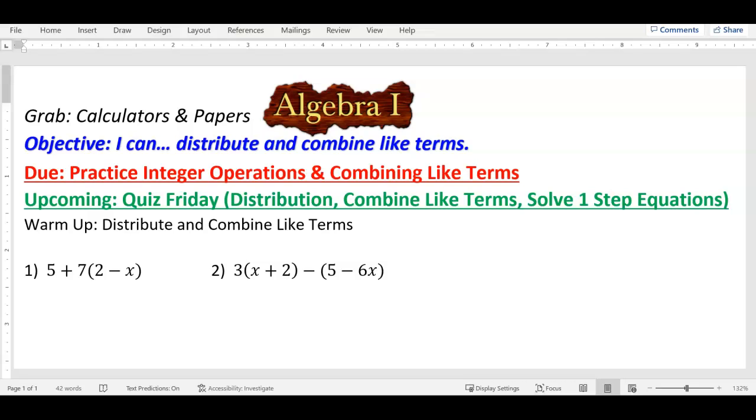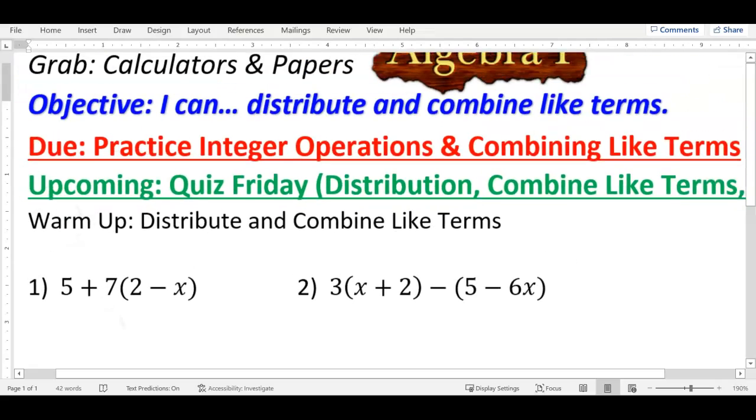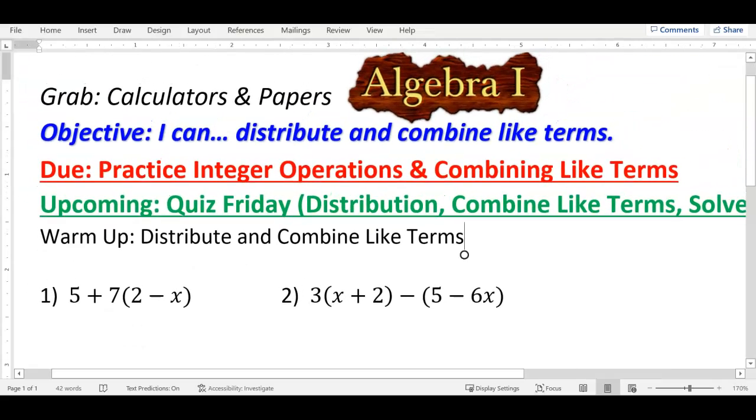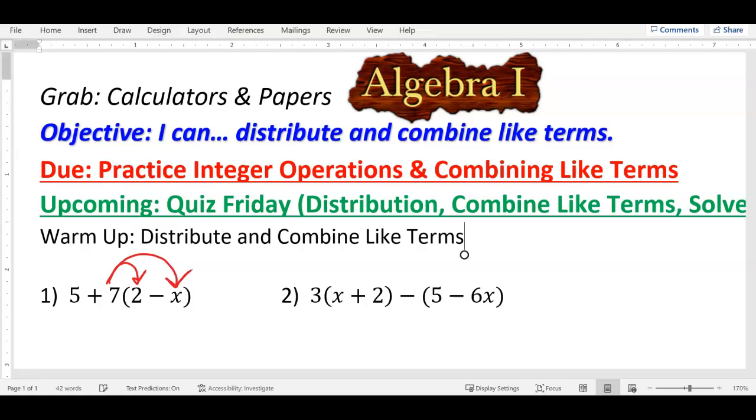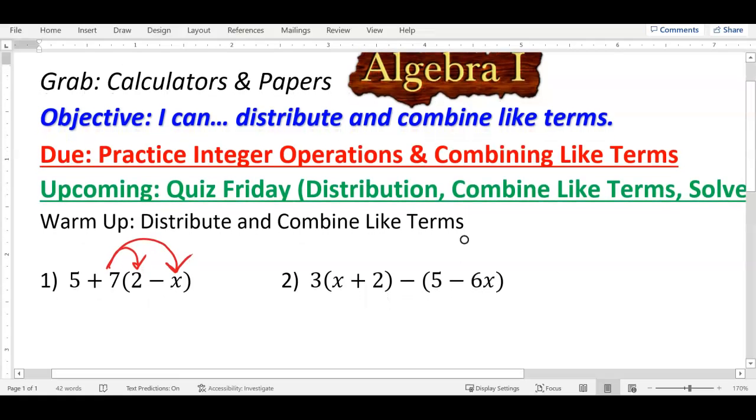Parentheses, because we're talking about PEMDAS, okay? So parentheses, I'm not going to do 5 plus 7 first. I'm going to distribute the 7 into the parentheses. 7 times 2 and 7 times negative x. So what's 7 times 2? 14. All right. And now, when it's negative x, it's negative what? 7x.